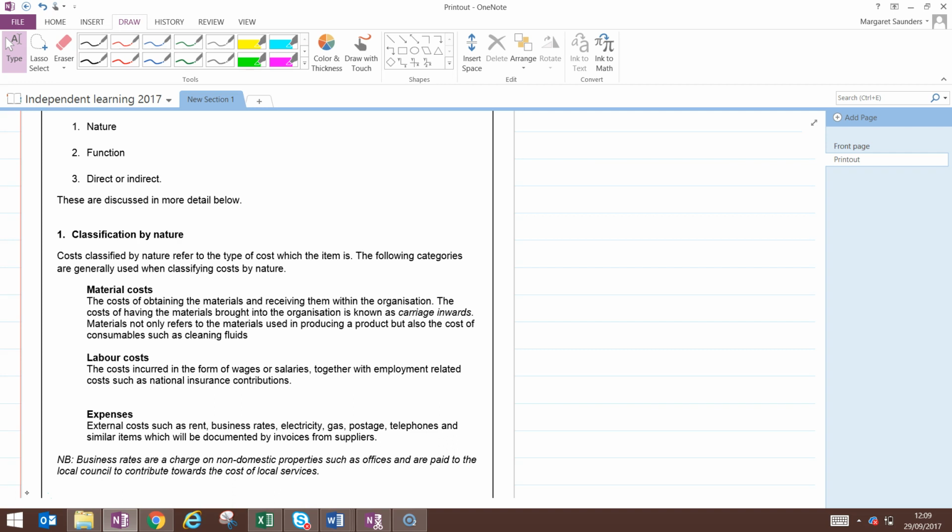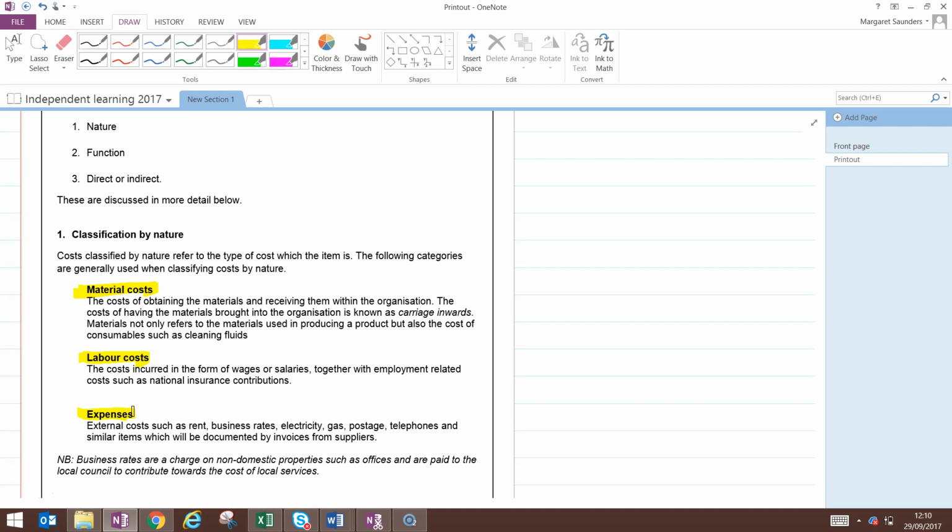If we are classifying our costs by nature, this means that we're looking at all the costs that are being incurred in relation to a particular product that we could be producing and deciding whether those costs are material costs, labour costs, or expenses. So material costs is the cost of the materials used in the product together with the cost of actually shipping them into the organisation. A labour cost are the costs of the wages and salaries and other employment related costs. And expenses are all other costs. So the rent, the electricity, the gas, the advertising, the telephone costs, all other costs that are incurred by an organisation.